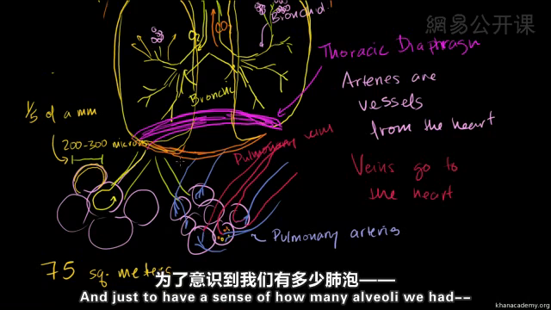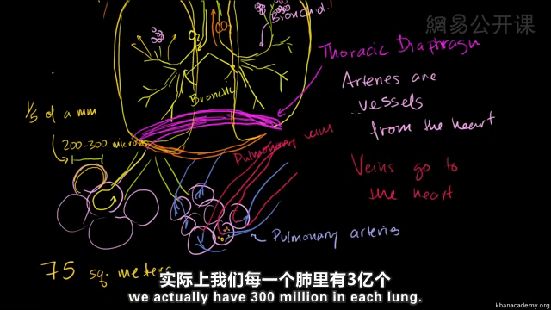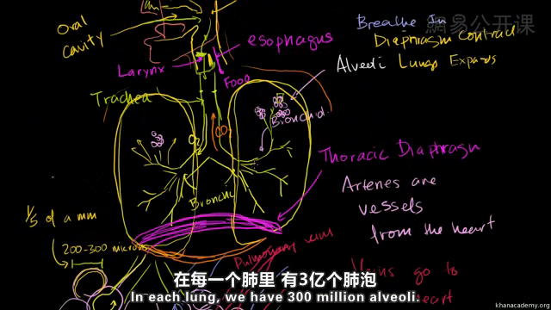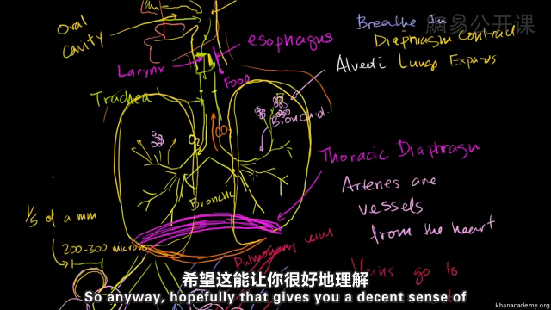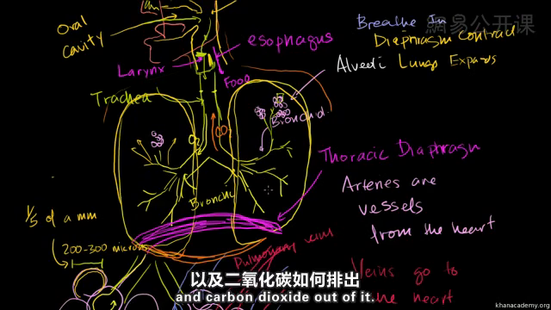And just to have a sense of how many alveoli we have, I told you that they're very small. We actually have 300 million in each lung. In each lung, we have 300 million alveoli. So anyway, hopefully that gives you a decent sense of how we at least get air or oxygen into our blood system and carbon dioxide out of it.